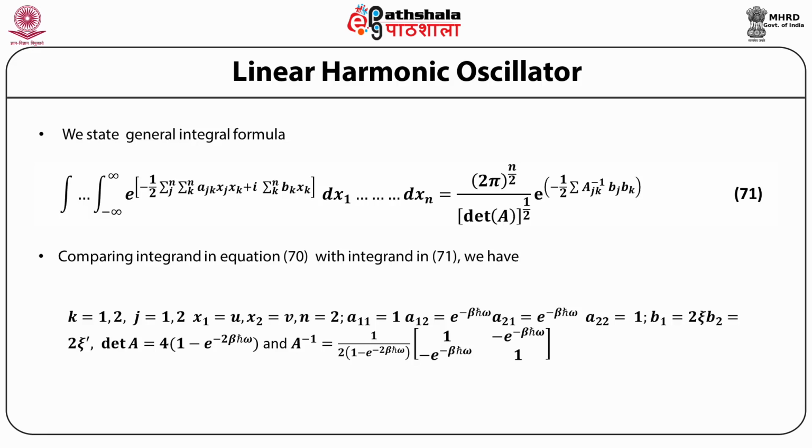Determinant of A is equal to 4 times 1 minus e raised to the power minus 2 beta h bar omega, and A inverse is equal to 1 upon 2 times 1 minus e raised to the power minus 2 beta h bar omega, multiplied by the matrix 1, minus e raised to the power minus beta h bar omega; minus e raised to the power minus beta h bar omega, 1.